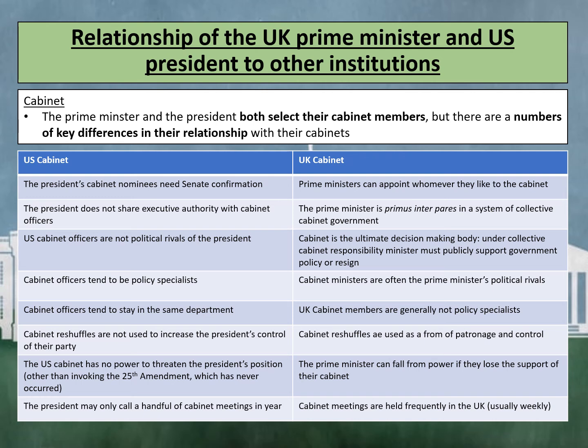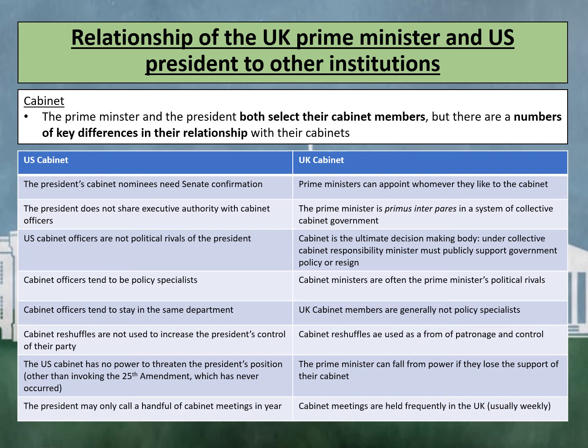Another area that you can compare in the 2 executive branches is the relationship of the UK Prime Minister and the US President to other institutions. Let's start by looking at Cabinet. The Prime Minister and the President both select their cabinet members, but there are a number of key differences in their relationship with their cabinets.